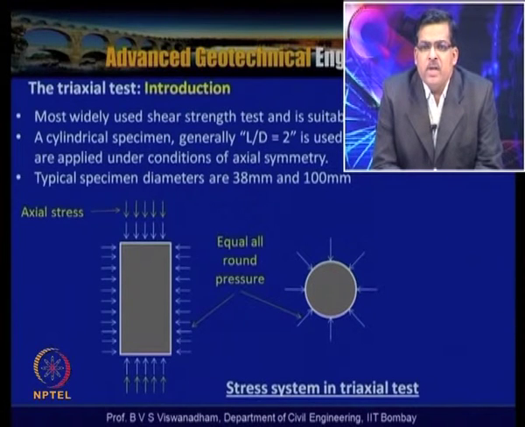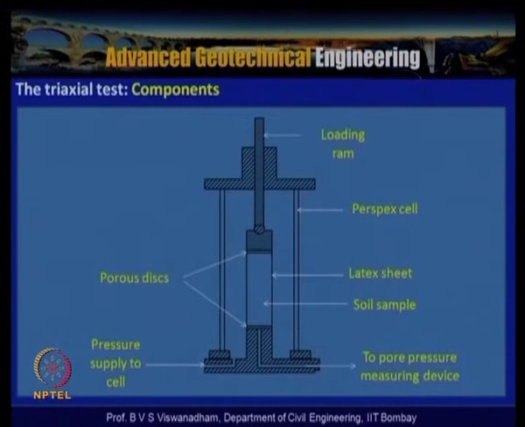In order to simulate the confining stresses, the chamber is filled with water, and the water is pressurized by all-round pressure, which is called the chamber pressure or cell pressure. This is the typical triaxial cell which is shown, and the sample with L by D equal to 2, that is 38 mm diameter and 100 mm height, or 75 mm diameter and 150 mm height, is placed in it.